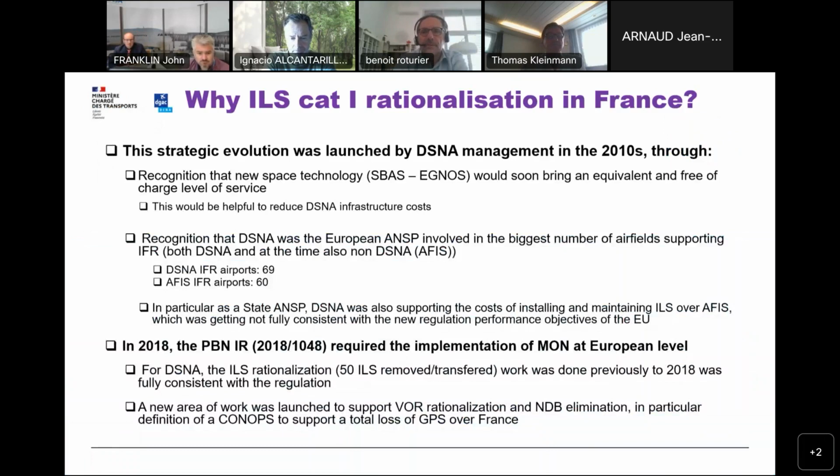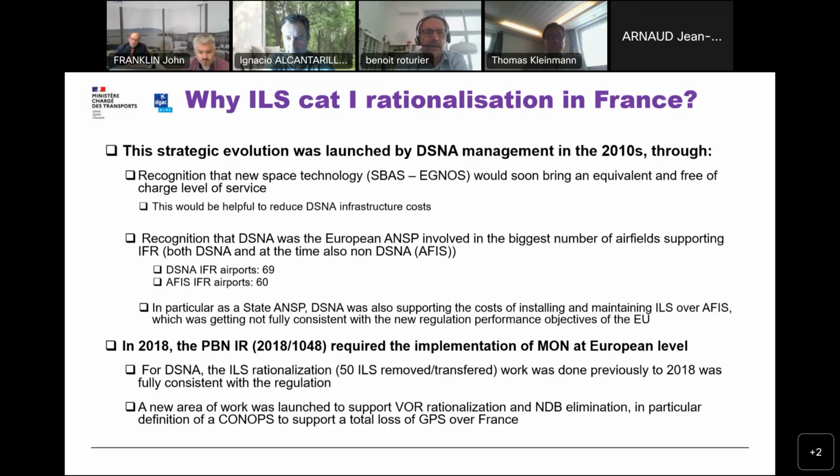So basically, this was something which was launched by DSNA management in the 2010s, just before EGNOS was finalized and certified as an operational system. We thought that the capability of EGNOS would be very helpful for us to complete and replace some ILS, in particular those ILS on the small airfields that we were buying, installing, and maintaining, which was quite costly at the time. In particular, maybe you're not aware, but DSNA is the European ANSP which involves the biggest number of airports and runways with IFR capability in Europe.